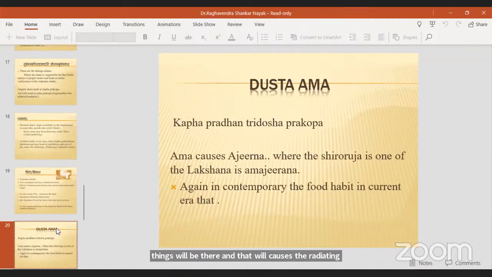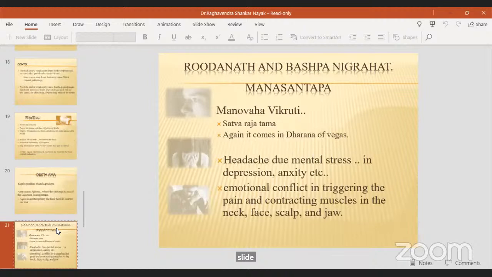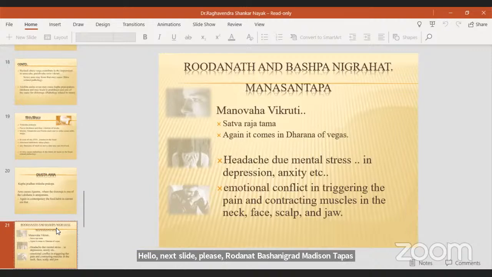Dushta Ama, Pradhana Tridosha Prakopa, Ama causes Ajirna, where Shiroroga is one of the Lakshanas, as I have explained. Next slide. Hello, next slide, please. Rodhanat, Bashpa Nigrahat, Manasan Tapas. These are the Manovaha Srotas Dushti Karana Nidanas, where Rodhanat and Bashpa Nigrahat are all related to Mano Vikruti.